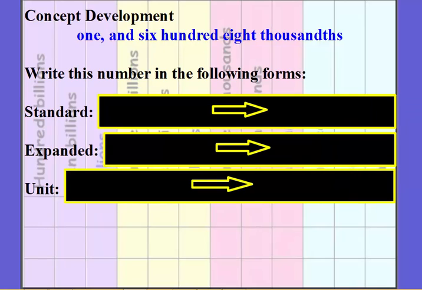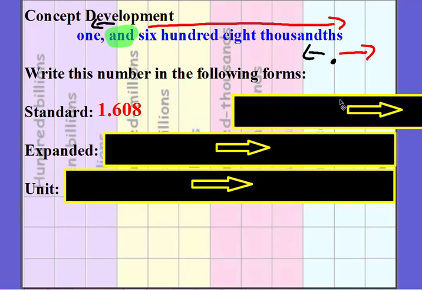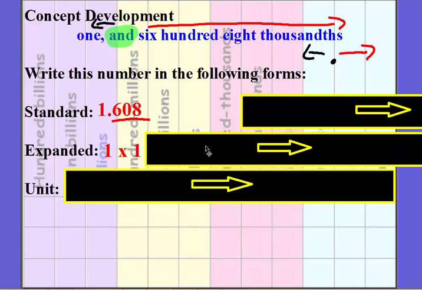Alright, let's look at this next one. This next one is a little bit different. It says 1 and 608 thousandths. When you see this "and," this is important for today's lesson. That's separating your whole numbers from the decimals. So when you see that "and," everything on the left of the "and" goes on the left of the decimal. Everything to the right of the "and" is on the right side of the decimal. So my standard form is I have 1 whole, and then I have 608 thousandths. My expanded form, well, this time now it's a little bit different.